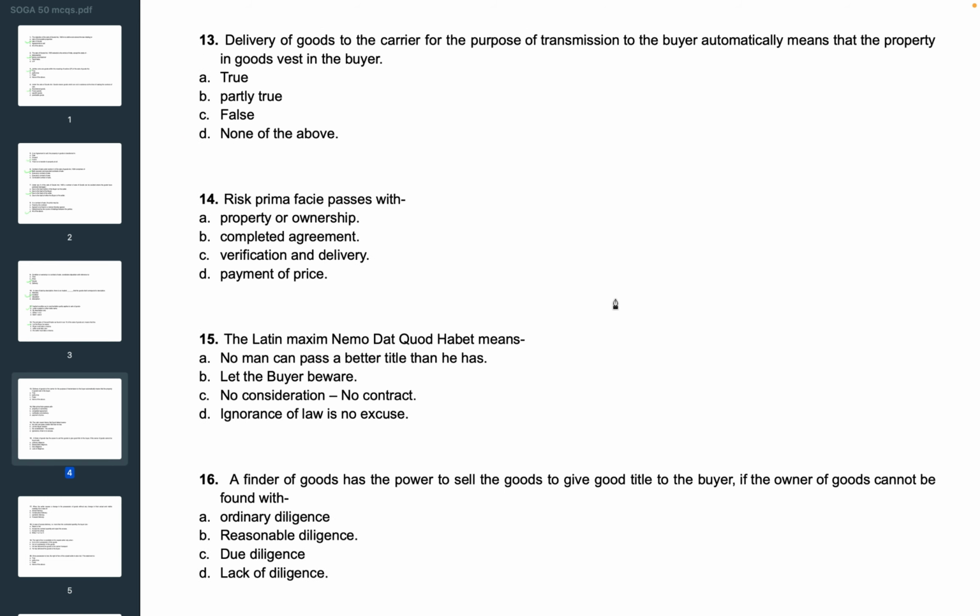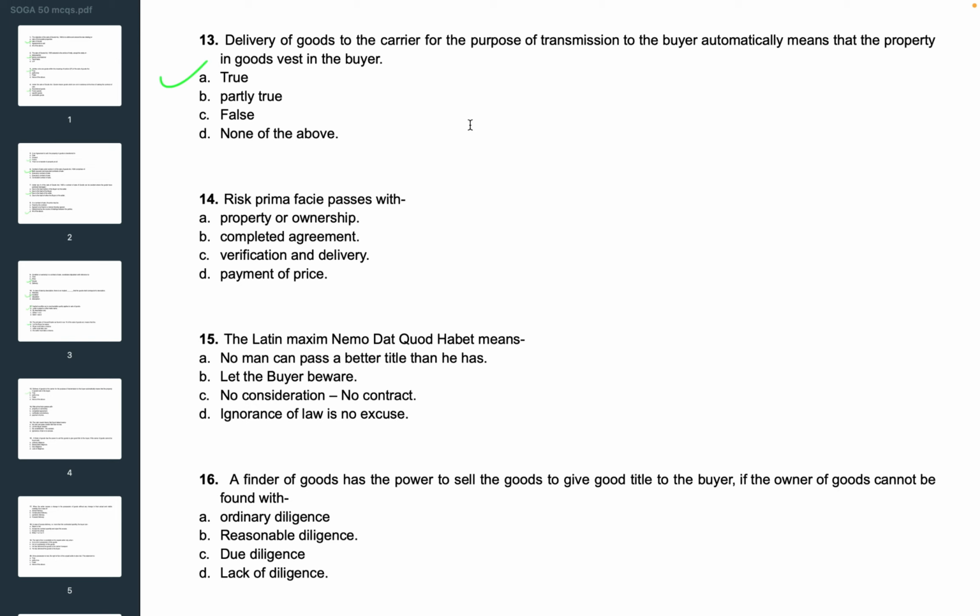Next question. Delivery of goods to the carrier for the purpose of transmission to the buyer automatically means that the property in goods vests in the buyer. This is true, partly true, false, or none of the above. So the answer is A. True. This statement is true.